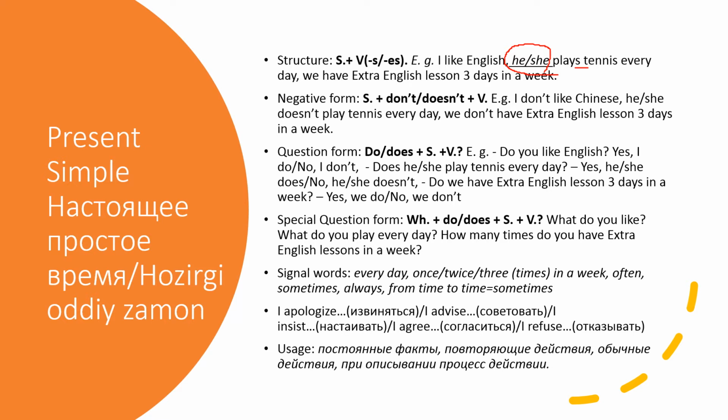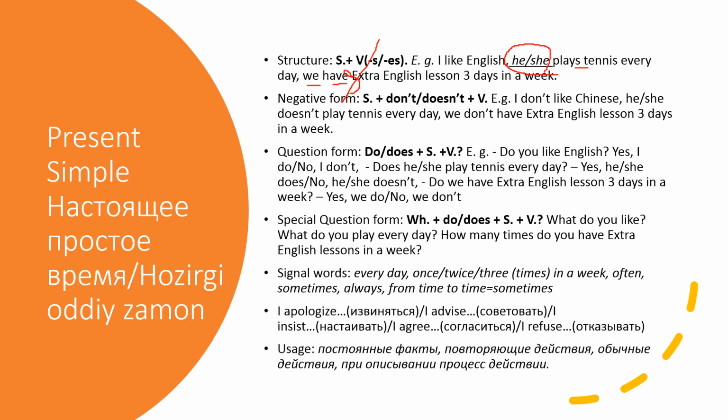We have extra English lesson 3 days in a week. We, plural, that's why here we don't need S. With I also, the verb itself is used, not with S or ES. It is exception.